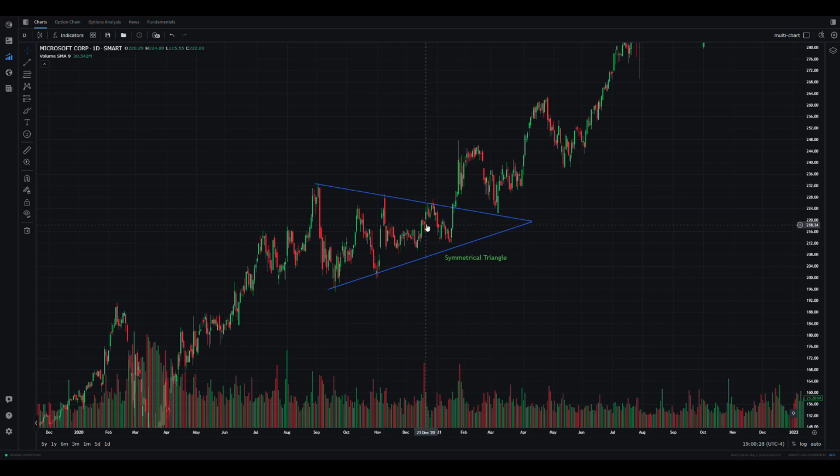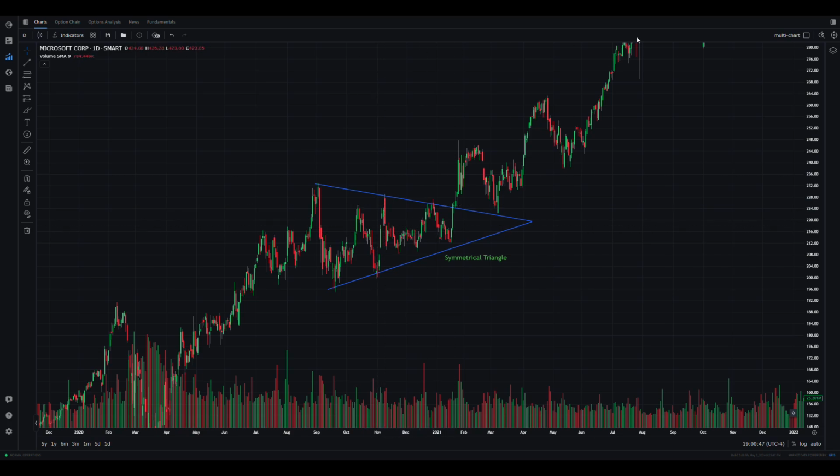While symmetrical triangles suggest indecision in the market, they are considered continuation patterns because they often precede a resumption of the prior trend. The converging trend lines imply that the market is coiling or building up energy, potentially leading to a breakout in the direction of the preceding trend once the pattern resolves.